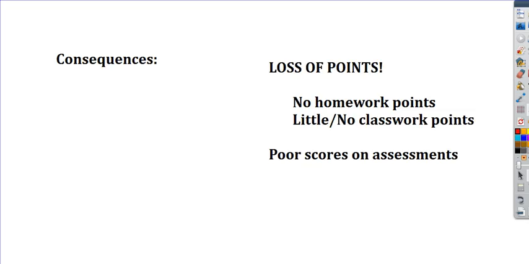And not only that, you know what? You could get poor scores on your assessments as well. And not all is lost, however.